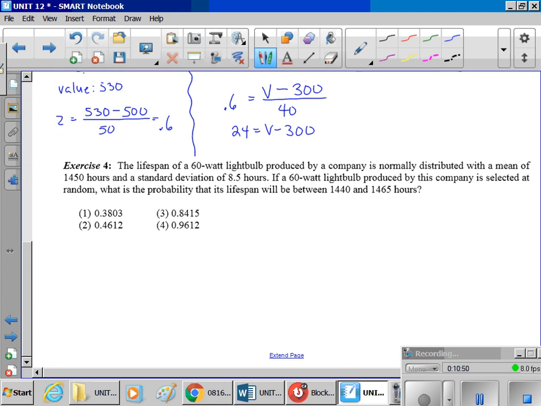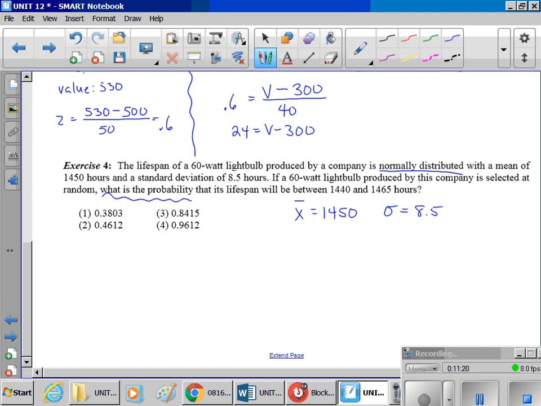Exercise 4. Now, this is where we come into our spread. So the lifespan of a 60-watt light bulb produced by a company is normally distributed with a mean of 1450. So normally distributed, that's important. Mean of 1450 and a standard deviation of 8.5. If a 60-watt light bulb produced by the company is selected at random, what is the probability?